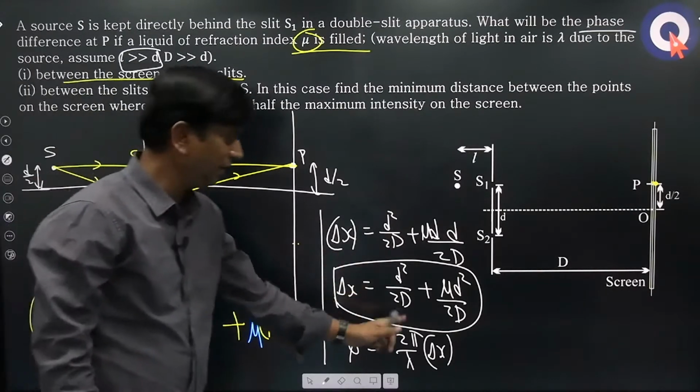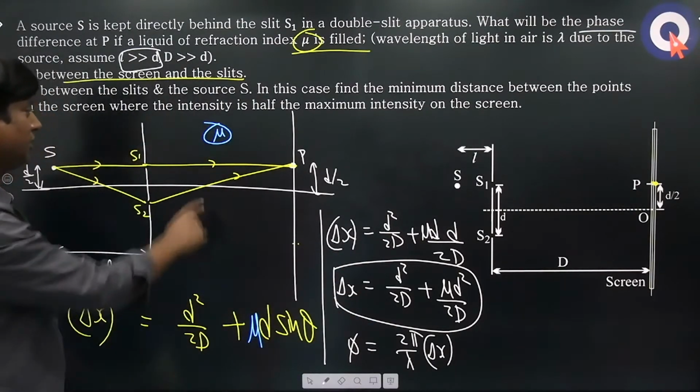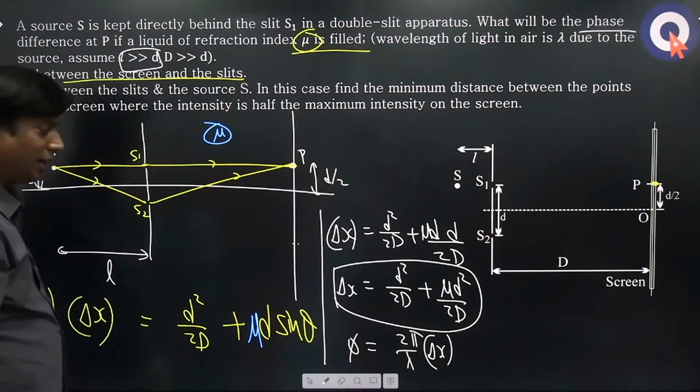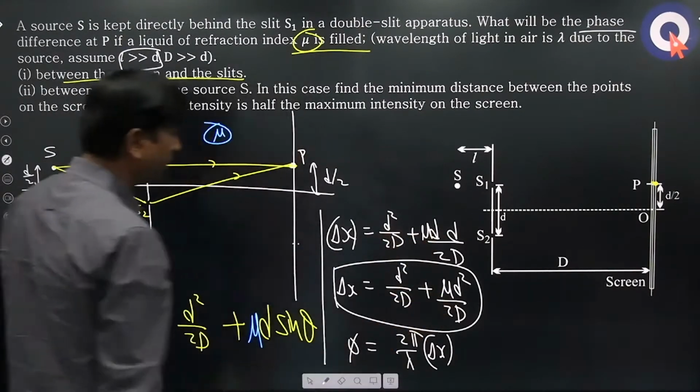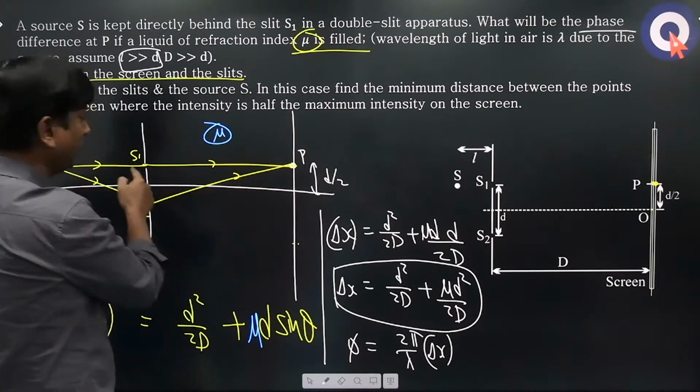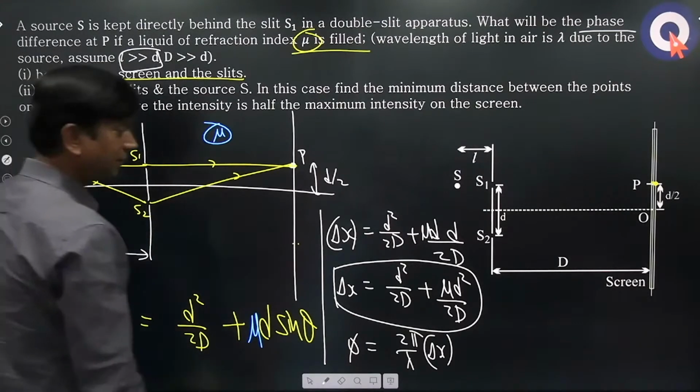The first bit is simple, right? You are filling this with nu, so you are adding nu here, and this is the total path difference. And once you get the path difference, you will get the phase difference. Sin theta approximately tan theta is equal to y by capital D, d by 2 by capital D.